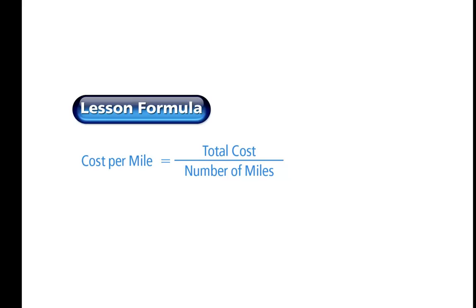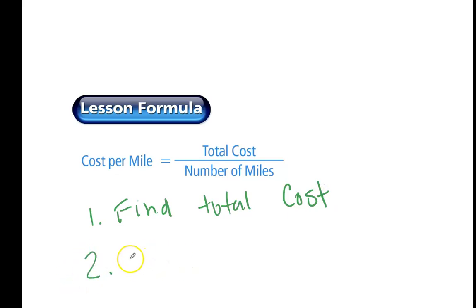So the tricky part about this is going to be figuring out the total cost, okay? They don't tell you what the total cost is, you have to figure it out, and then we're going to divide it by miles. So there really are two steps here. First, you need to find the total cost. And then second, you need to divide that by the number of miles. So really two different steps, but one formula that we're going to use. If you need to write these down so you know what to do first and second, that would be helpful.